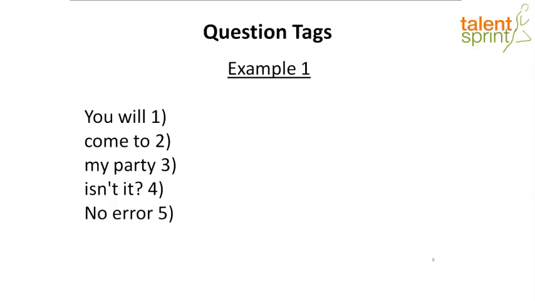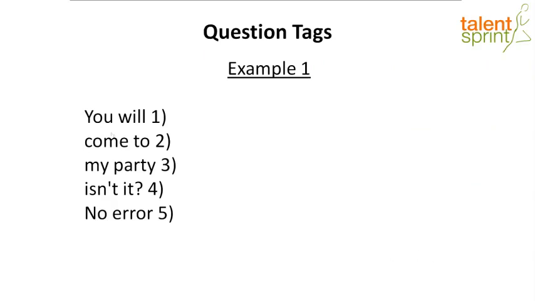Now what happens if you don't have an auxiliary verb or a helping verb? Then you use do and its variations: didn't, don't, did. So let's apply this learning and learn to identify errors pertaining to question tags through some example sentences. Our first example: you will come to my party, isn't it?